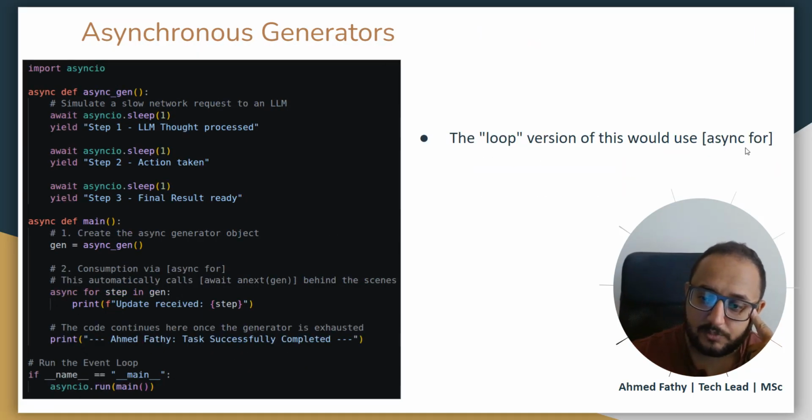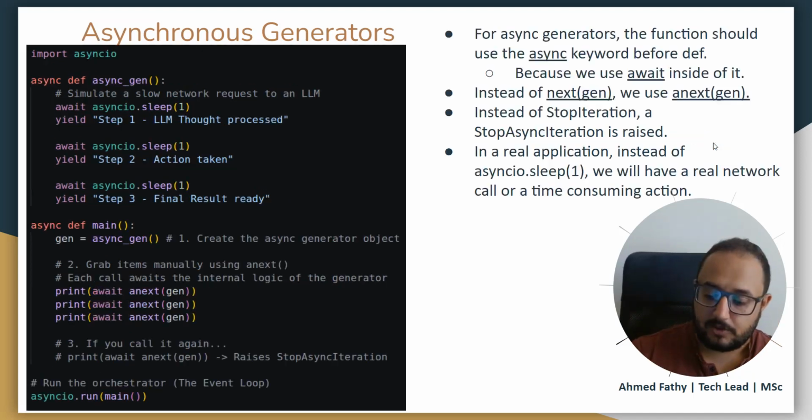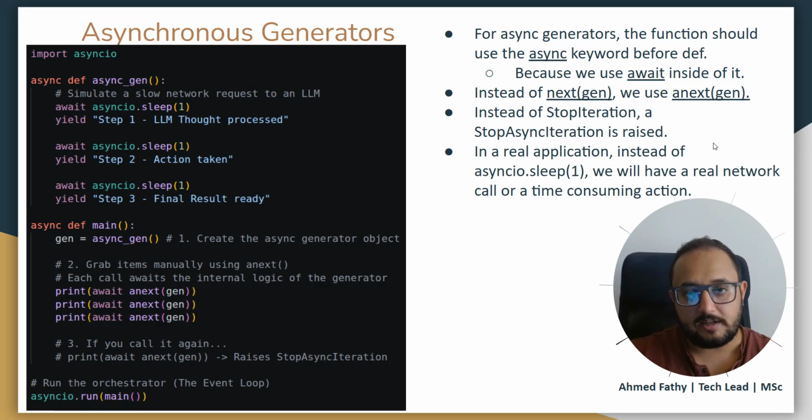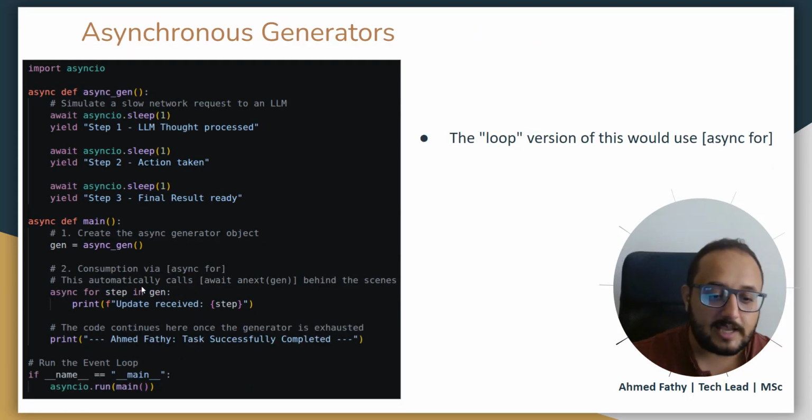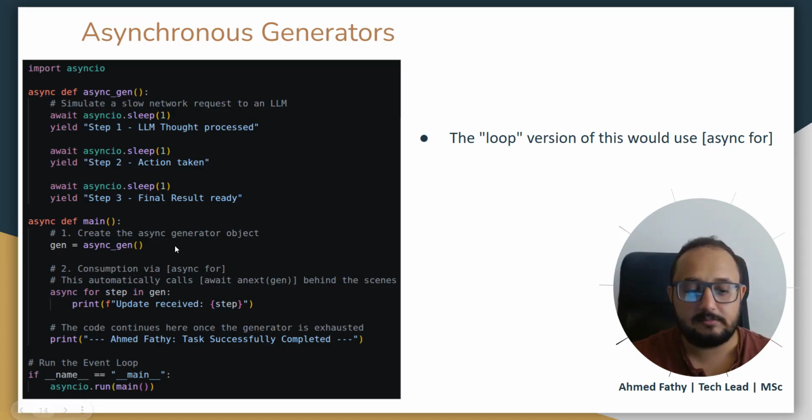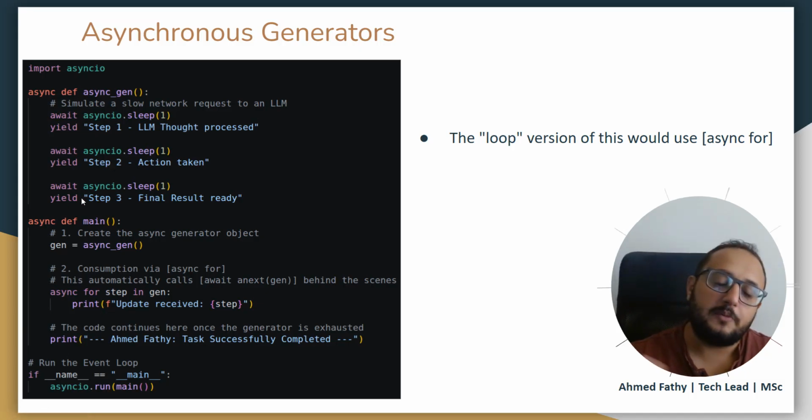So the loop version of this would use async for. So here we used await a next gen. This is the non-loop version, but you can use async for, and this is really what we use with the query method. And this does exactly the same thing, right? Okay, so async for here, one time it will yield this one, and then will yield this one, or print this one since we print here, and then we'll print this one. And obviously in a real application, here you will have something like a network or LLM call, and then you have a response and just print this response or something, right?